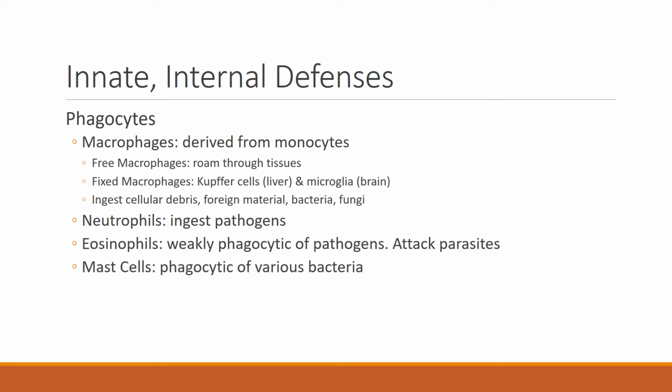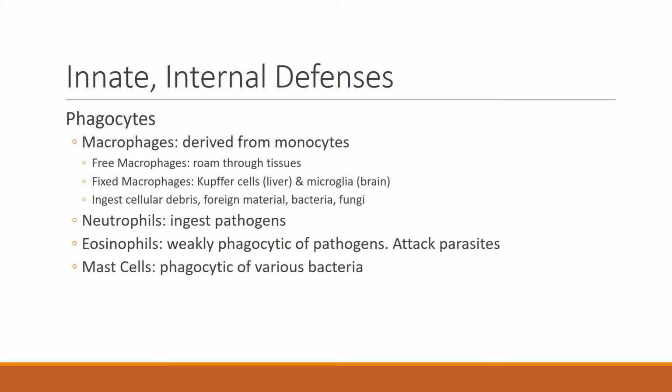The first are macrophages, which are derived from monocytes in the blood, and we have two different types: free and fixed. Free macrophages roam through tissues, always scavenging, always looking for different types of bacteria that they can get rid of. Fixed macrophages stay stationary in certain areas, such as Kupffer cells within the liver, and microglial cells within the brain.